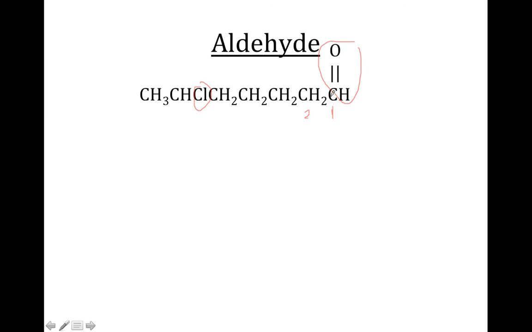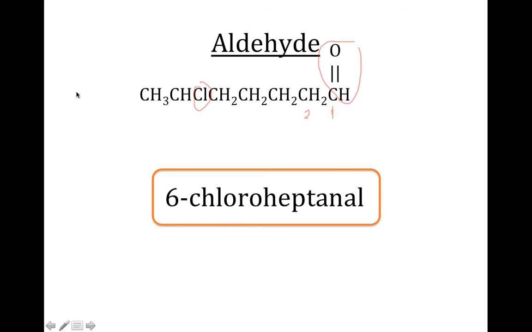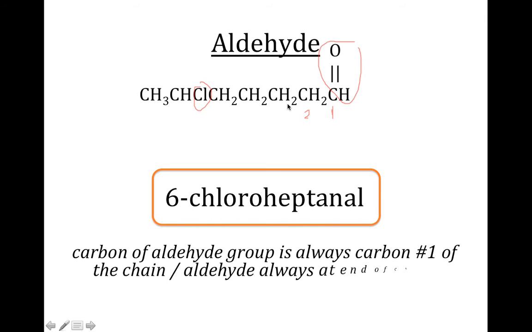So how many carbons do we have here? 1, 2, 3, 4, 5, 6, 7. So we know this is going to be a heptanal, and then we stick the chloro on. So it becomes 6-chloroheptanal. The trick is to count from this end. We love it. It tells us which end to count from. Always, always, always. And when we get to carboxylic acid, same thing.